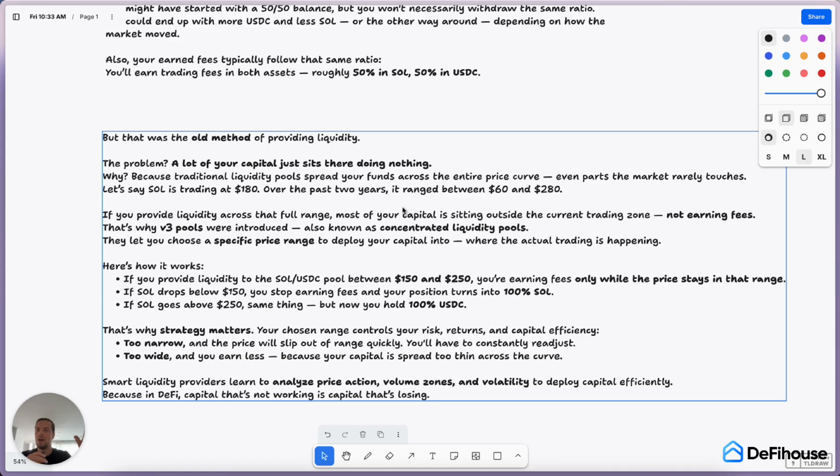Now, just to end this lesson, let me jump on the actual protocol, one of the protocols on Solana, and let me show you how it all looks. We will not open any position just yet, but I want to show you what I mean when I say the range, full range, fees, etc. on the actual protocol.